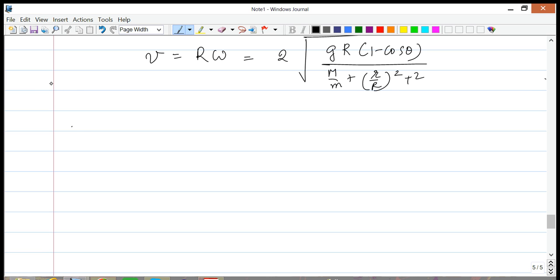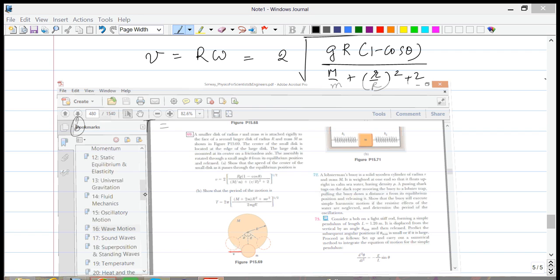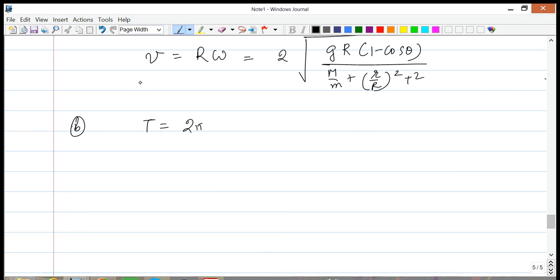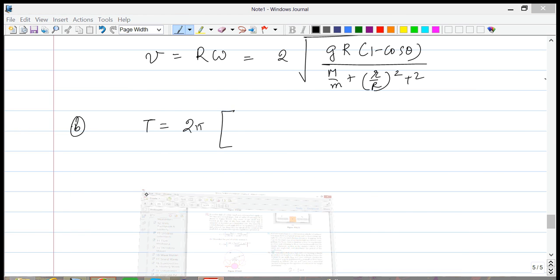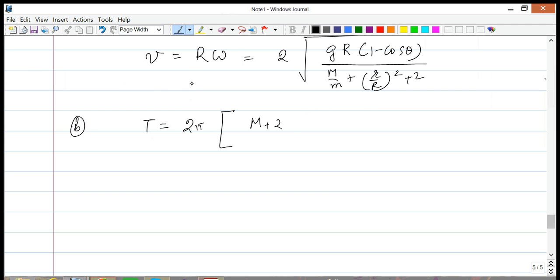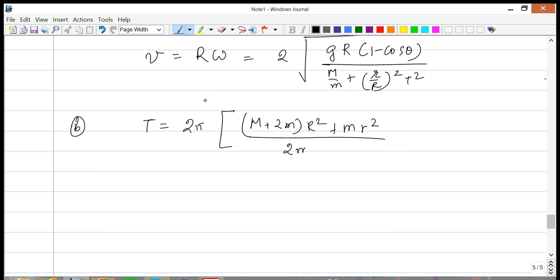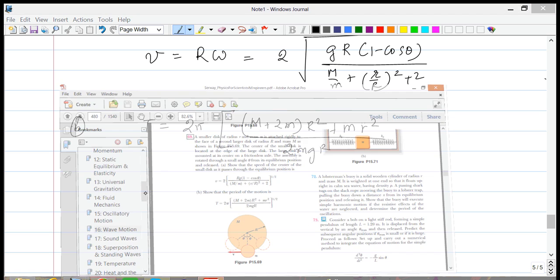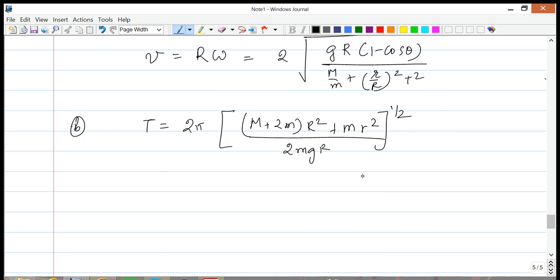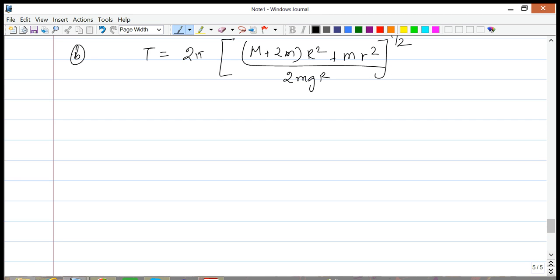Now the second part of the question is finding the time period, and we want to show that the time period of motion is 2 pi times the square root of (m plus 2m) times R squared plus m times r squared divided by 2 mgR, all to the power half. Okay, so that is our goal.